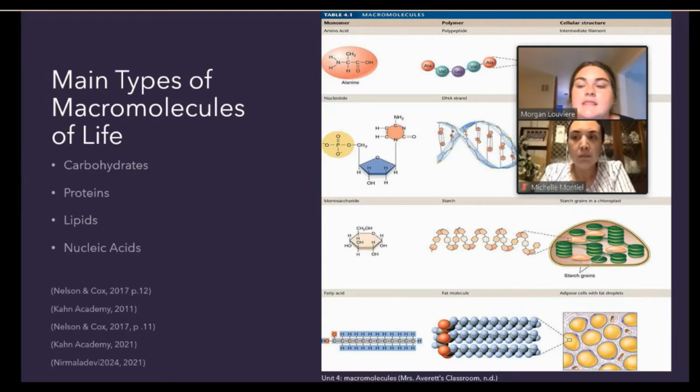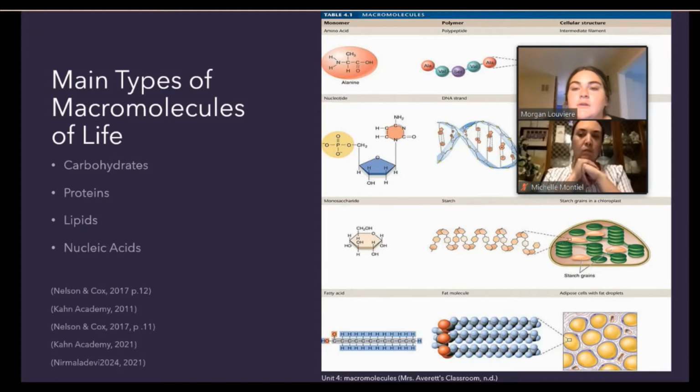Nelson and Cox say that the chemistry of living organisms is organized around carbon. And with that being said, there are 4 carbon-based biological macromolecules that are involved in the molecular organization of life. So those 4 macromolecules are carbohydrates, proteins, lipids, and nucleic acids. And these macromolecules are actually polymers of monomeric subunits that are involved in the structure of supramolecular complexes that make up the components of cells.